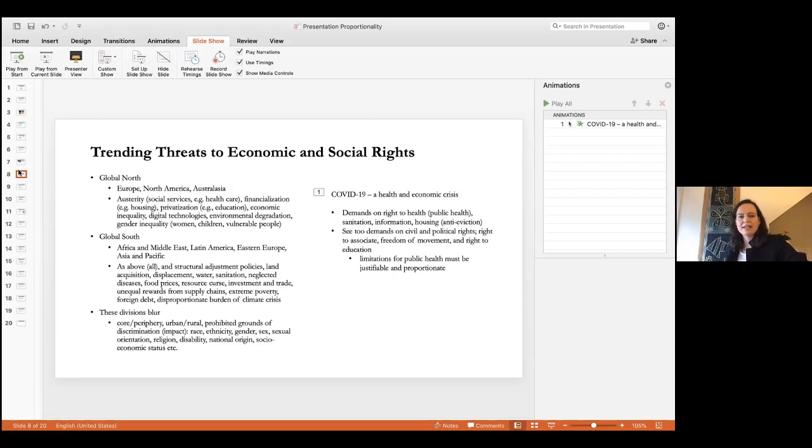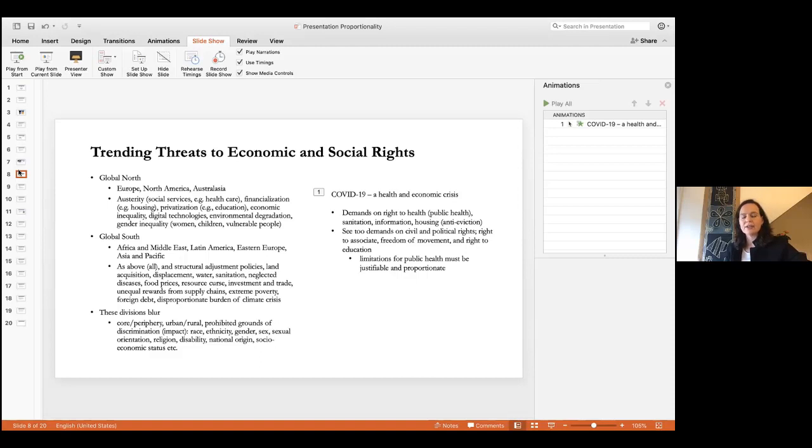And then you see the same things occupying claimants in the global south. But what has also been distinctive is a lot of pressure put on structural adjustment policies, and in the shadow of those, land acquisition, displacement, water, sanitation, neglected diseases, concerns over food prices, the resource curse in some countries, unequal effects of investment and trade, unequal rewards from supply chains, extreme poverty, foreign debt, and the disproportionate burden of the climate crisis. And so I've seen these as constantly accompanying reports about economic and social rights violations, and I thought it useful to collect these together.